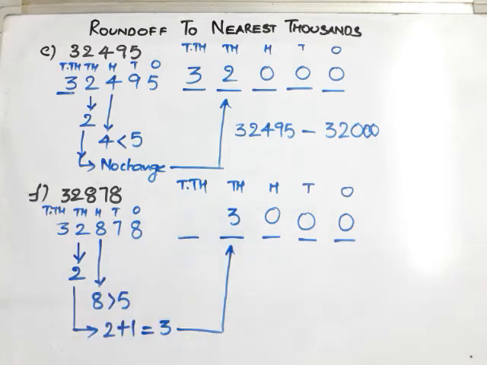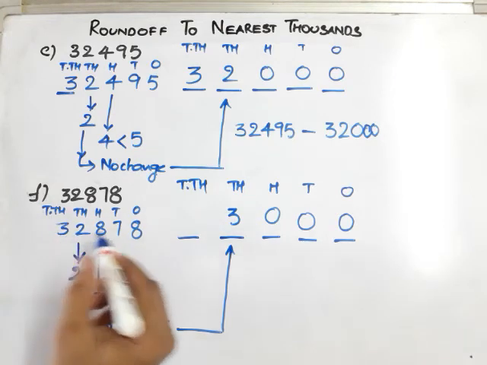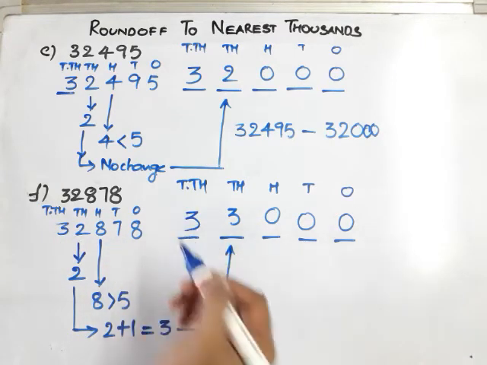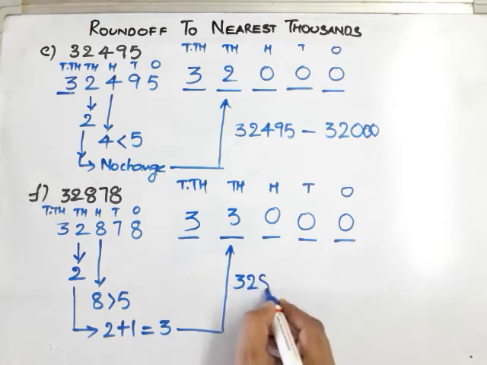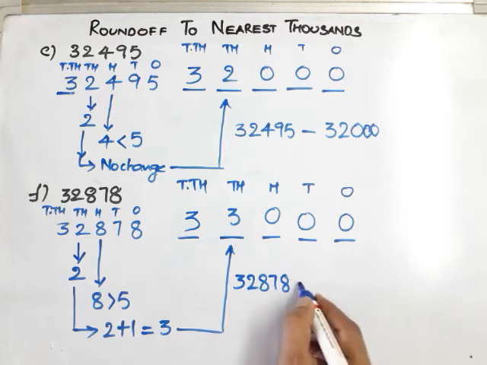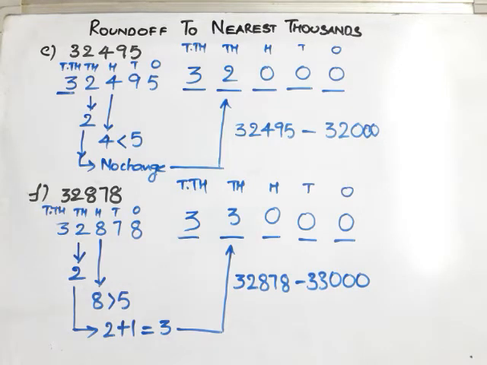Then what we have to do with the 10,000 place? The same digit which is there in the 10,000 place of the question will come to the answer. So the rounded off value of 32,878 is 33,000. Okay. Now let us move to the next two examples, which are to be copied to your CWs.